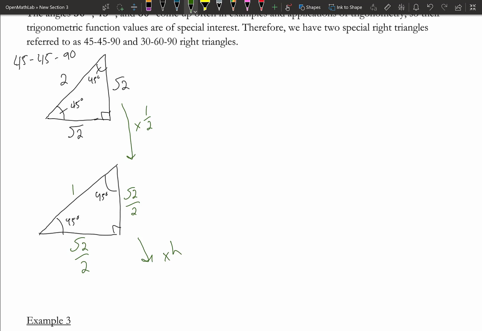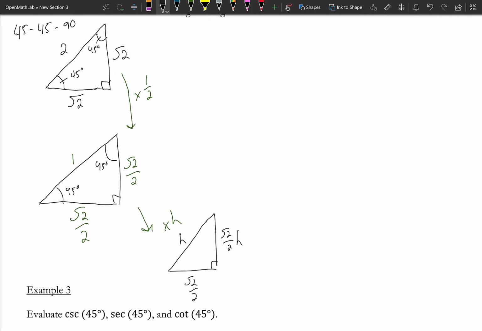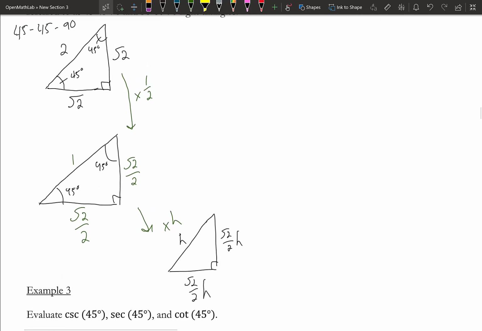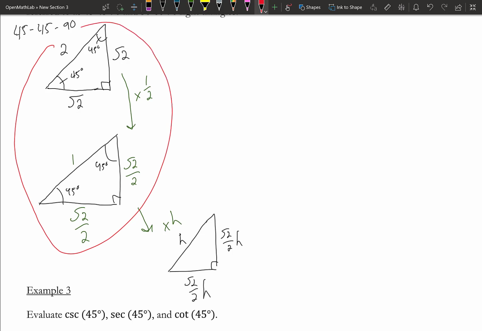And then another version of this is maybe taking this same triangle and multiplying all the sides by h. So essentially this would be h for hypotenuse, this would be radical 2 over 2 times h, and this would be radical 2 over 2 times h. Those are just three different versions of the 45, 45, 90 degree triangle. I would definitely become familiar with these two I'm circling in red. You should be comfortable with both of those, or at least one of those.